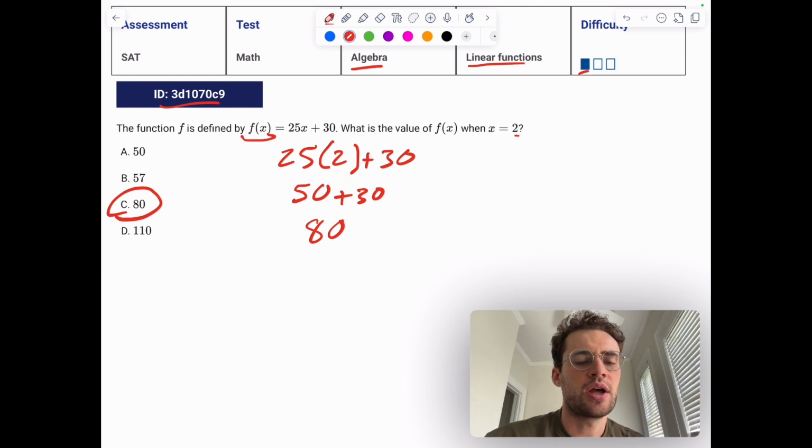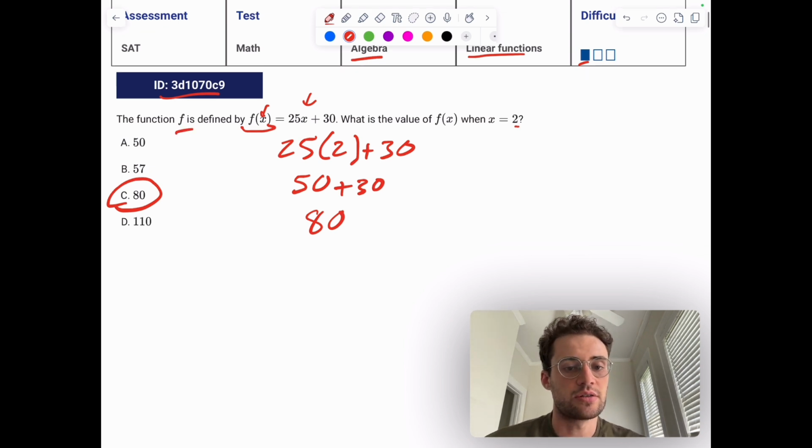Just make sure, if you haven't seen this before, hopefully you'll have seen it in algebra class, but f of x means a function of x, where x is your input and then this over here, the right side, is your output. It's not f times x. F is not a variable in this case. Again, f is a function.